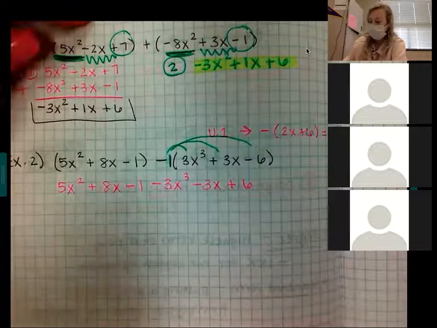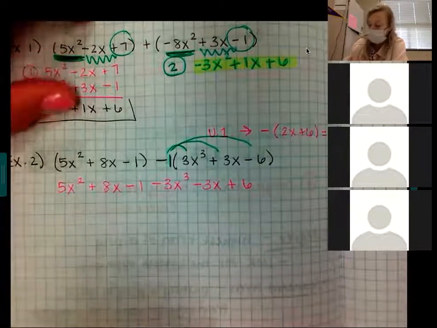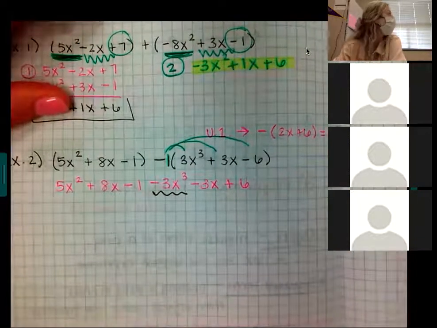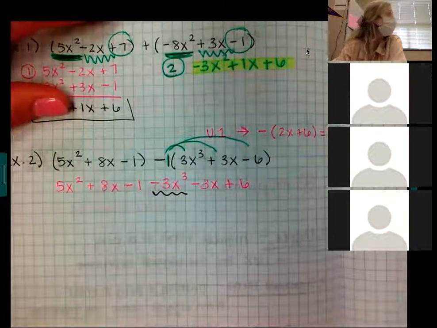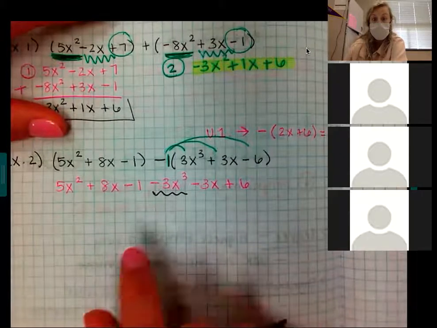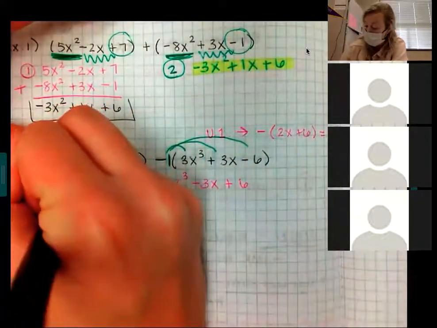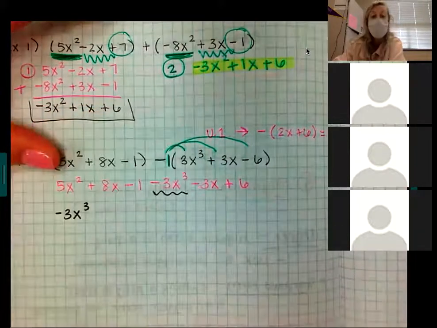Good job. They said negative 3x cubed. Do y'all see anything we can combine that with? Do you see any other x cubes? I don't see any other x cubes. So negative 3x cubed is going to go in the front.